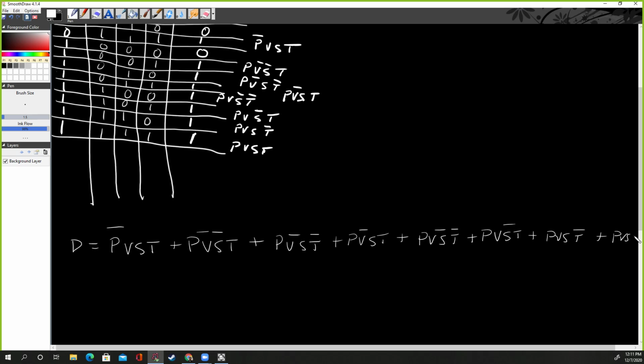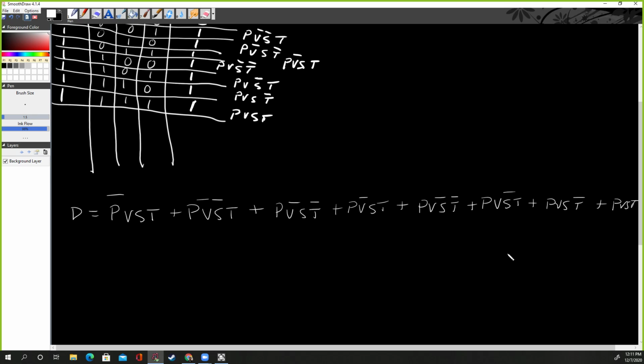There we go. I fit it all in one row. It started to get a little small there at the end, but I did. Now, how do we simplify this? Boy, where do you even start? Well, you need stuff that looks similar.